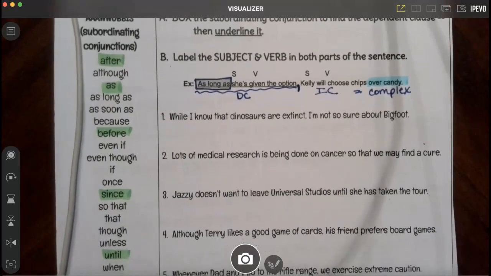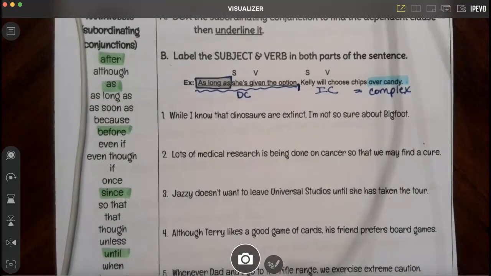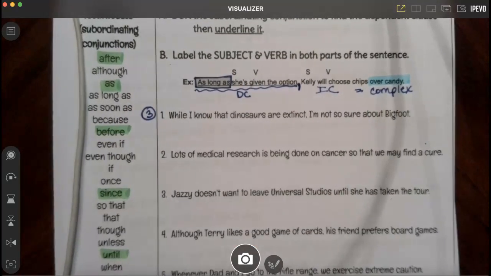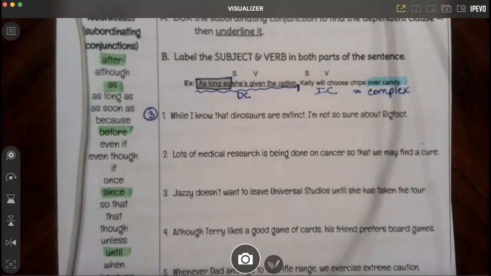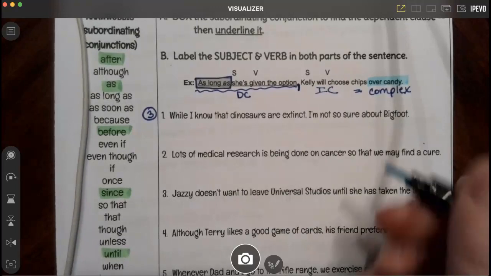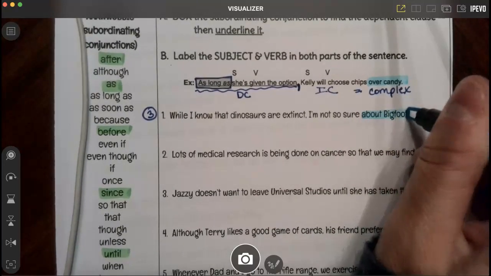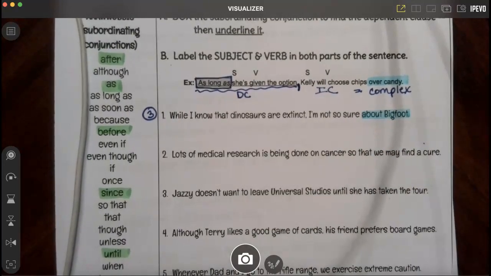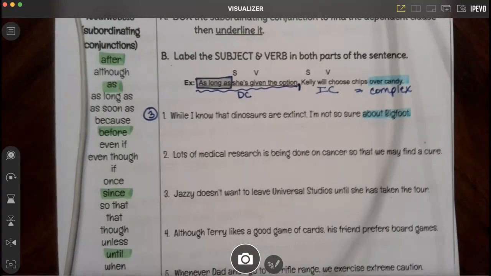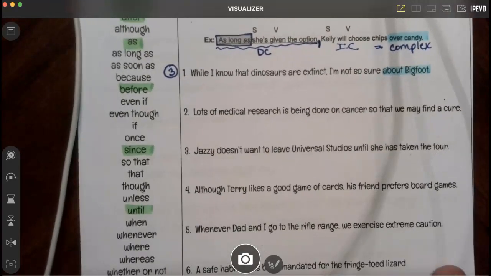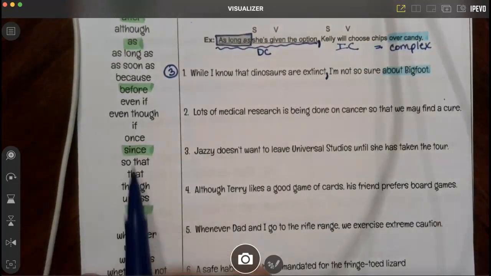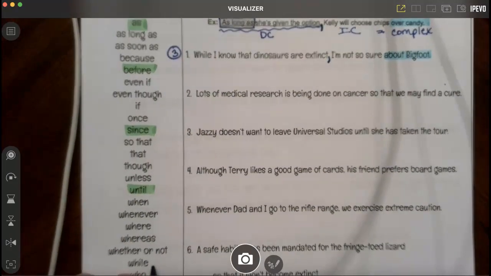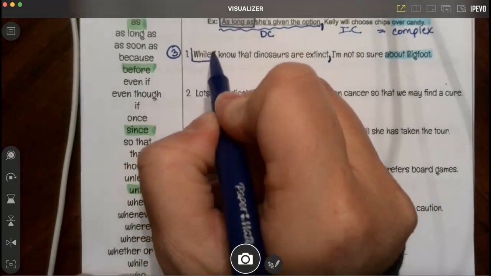For the next one, I'm going to tell you that there are 3 dependent clauses in here. It says, while I know that dinosaurs are extinct, I'm not so sure about Bigfoot. So I see a prepositional phrase, I'm going to get rid of it, about Bigfoot. And then I'm going to look to see, do I see any words in my list in this sentence? Again, I see a comma, so I'm going to start at the beginning. And I see down here the word while. So while is a subordinating conjunction.